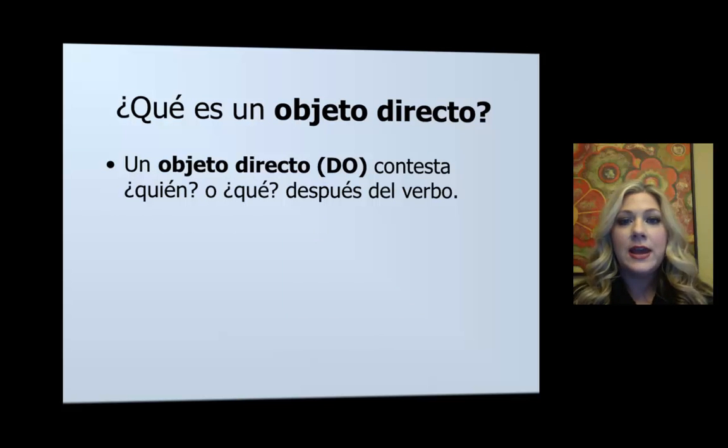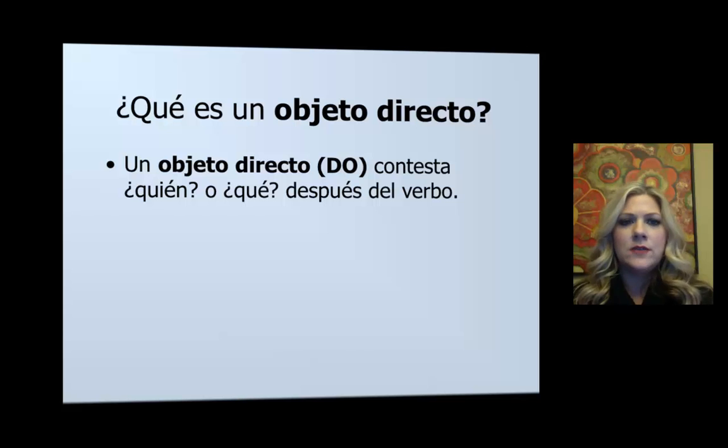First, we need to identify ¿qué es un objeto directo? Well, a direct object is just another part of speech. You have subjects, verbs, prepositions, and you also have direct objects. The function of a direct object is to directly receive the action. It's who or what receives the action of the verb. So, un objeto directo contesta quién o qué después del verbo. That's an easy way to identify it in our sentence.